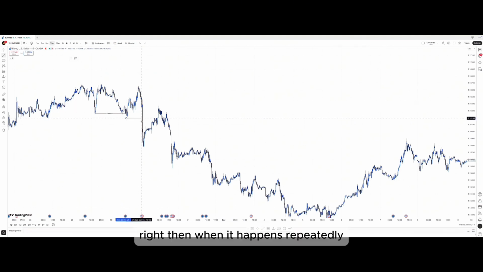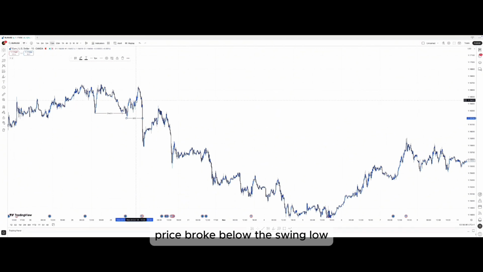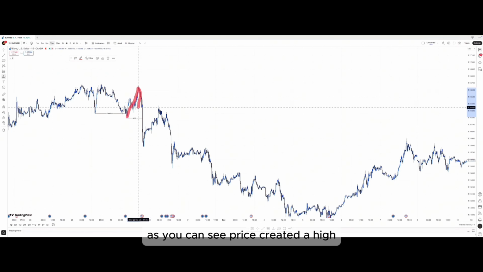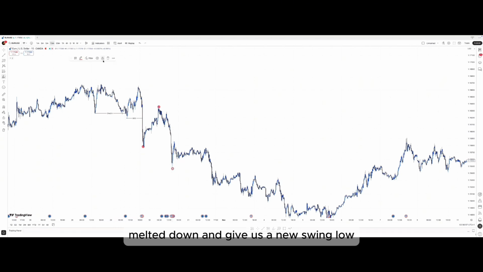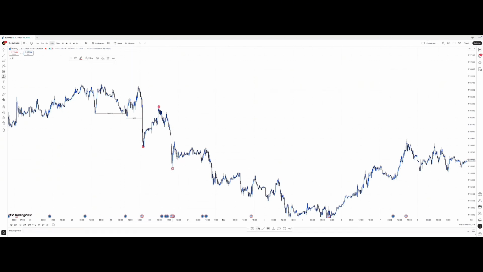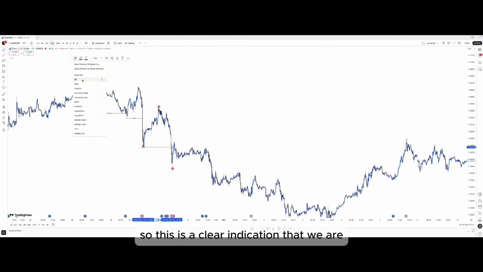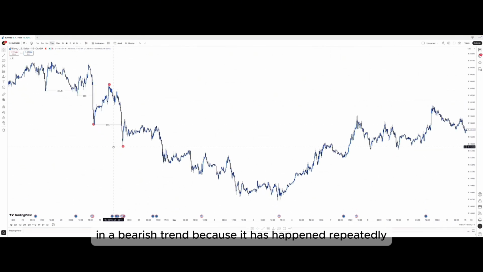Then when it happens repeatedly, just like in scenarios like this, price broke below the swing low, created a high. So you can see price created a high, melted down, giving us a new swing low, breaking below the swing low, retraced, gave us a new swing high, melted down, and gave us a new swing low. So you can see we have another break of structure here. So this is a clear indication that we are in a bearish trend because it has happened repeatedly.